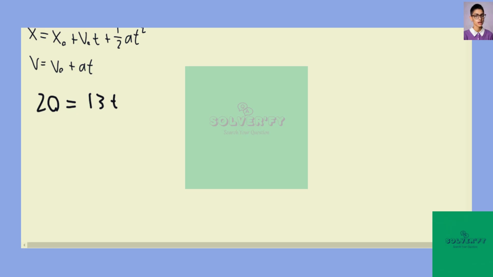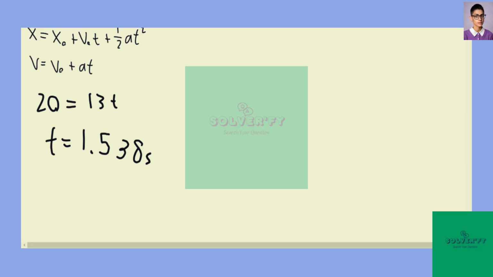So we're just going to divide 13 on both sides, and we get that the time it takes for the bike to reach its maximum velocity is about 1.538 seconds. I can write that a little bit better.